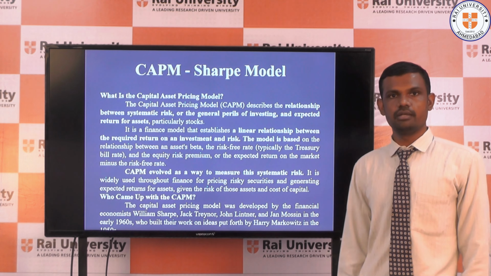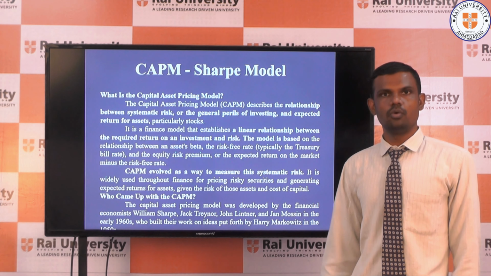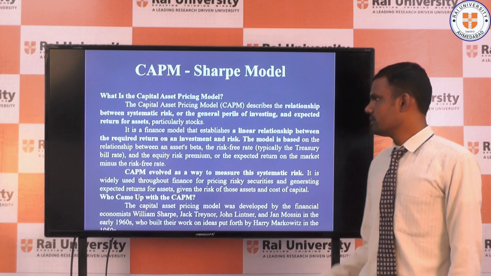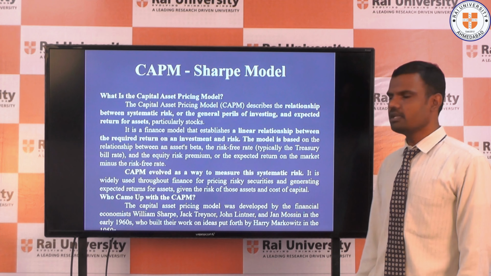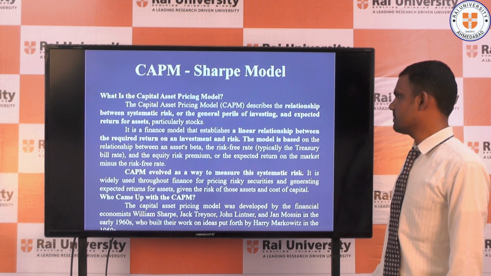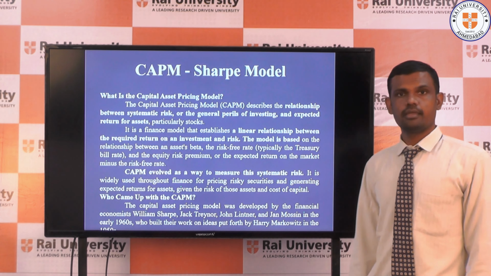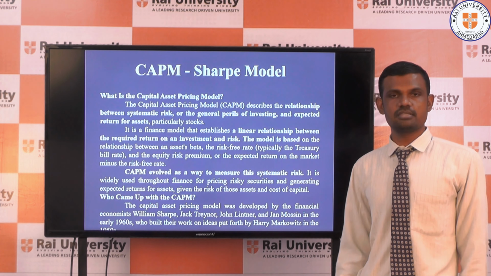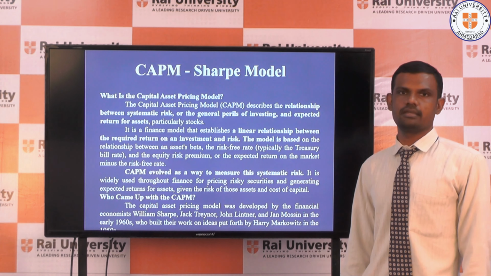It establishes a linear relationship between the required rate of return on an investment and risk, which is also measured with beta, with the risk-free rate, typically the treasury bill rate, and the equity risk premium, which is the expected rate of return on the market minus the risk-free return. The capital asset pricing model evolved as a way to measure systematic risk. So this is one model which is useful for measurement of systematic risk.